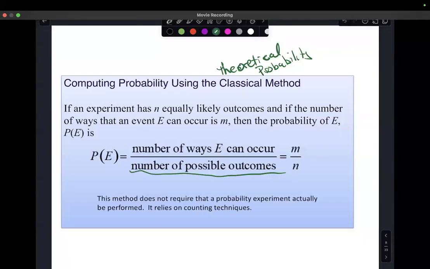Let's do some examples. This is going to be helpful. I need to take a drink. Getting a headache.